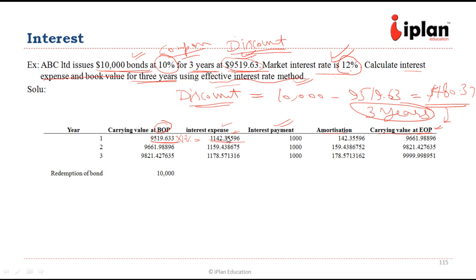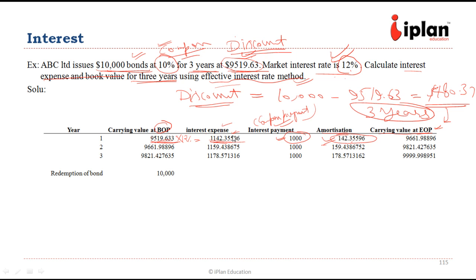Now we know that coupon rate is 10%. So every year the company is going to pay 10% of par value, 10% of $10,000, which is $1,000. So this is being paid. So this is coupon payment. The company is not paying 1142, company is paying only 1000. So the rest of the amount, 142.35, has to be amortized. So this is amortization. Amortization means it is added to the liability.